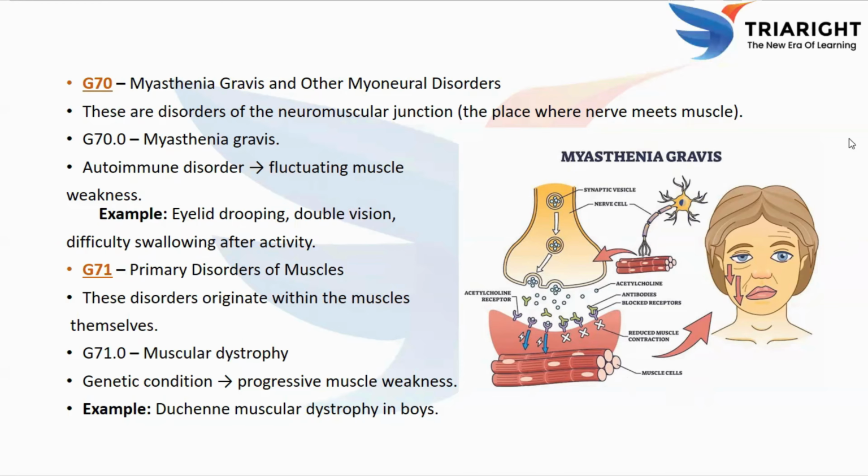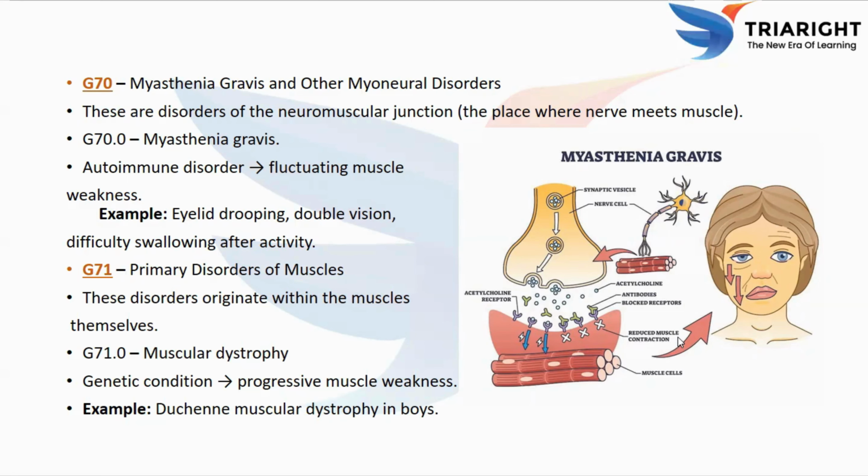So on the right side, you can see the picture of myasthenia gravis. It shows what happens at the neuromuscular junction. First, the nerve cell releases the chemical called acetylcholine, and this acetylcholine travels across the synapse and binds to acetylcholine receptors on the muscle, and this binding causes the muscle to contract.